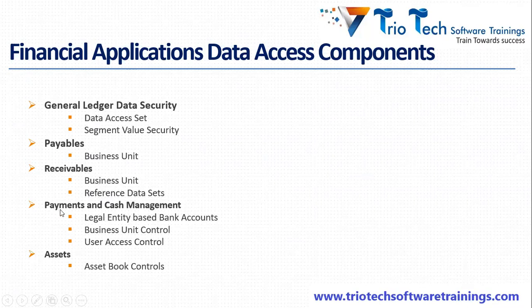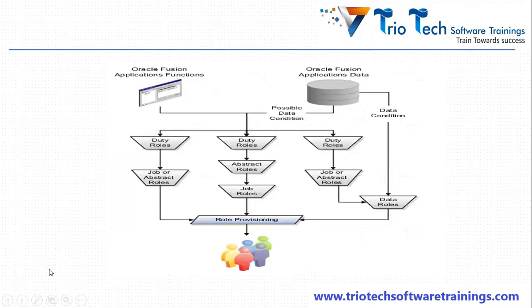Payments. In the case of payments, they need to have access to the bank accounts, so it is easily relatable. Based on that, there should be legal entity access, because bank accounts are maintained based on legal entities. Business unit control also needs to be there. These are for payments and cash management. Now, asset book: in the case of the assets application, they need access to the asset book. The asset book is a book where all the asset related transactions are recorded or segregated. That is how the data is segregated. So asset book security needs to be given to that particular user, in addition to the roles that are provided to them.